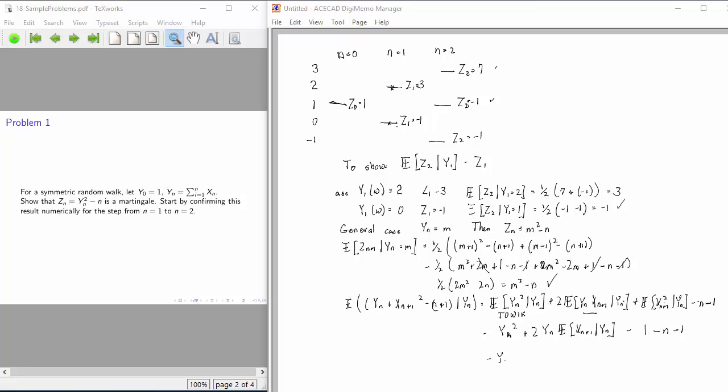And we're almost done. Here, I can say again, independence drops out. We get 0 plus 1 minus n minus 1. We get y sub n squared minus n, which is z sub n, and everything checks.